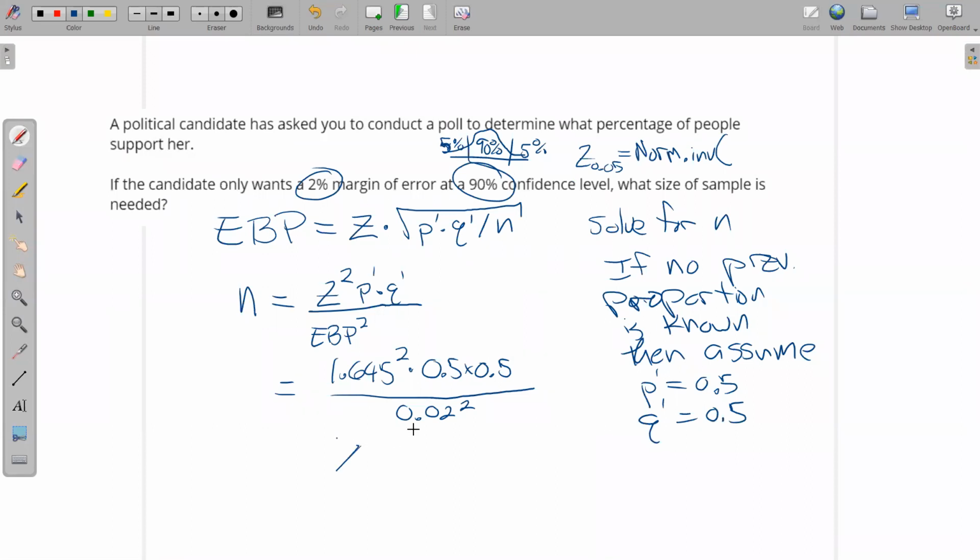1,692 is what we would round up to. So regardless of how small the decimal is, always go to the next whole number. That's a pretty big one. So samples of that size would be like this. This must be like for a governor. That's a lot of people to survey.